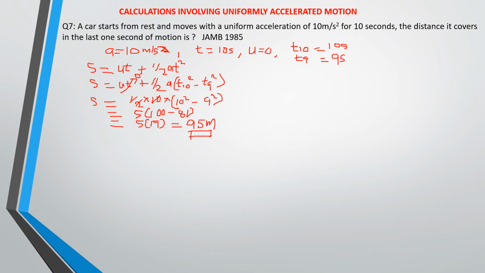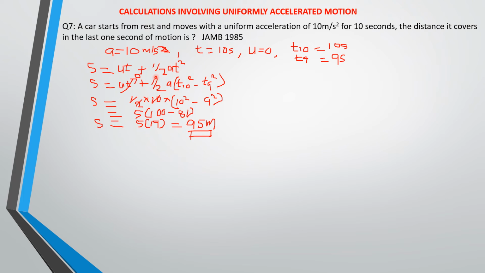So if you look at this particular problem, you see that you have to do a little bit of calculation here, and you need that understanding, because you are looking at the distance within the last 1 second. Please try and get that understanding. Because the car uses 10 seconds, it means the distance between the 10th second and the 9th second. So I hope you understand this.